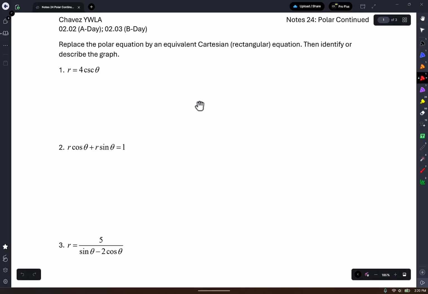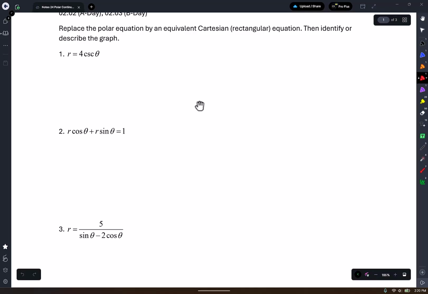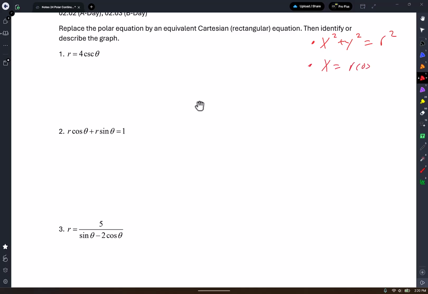The only formulas we know at the moment. Let's see, what formulas do we know? We know x squared plus y squared equals r squared. We know x equals r cosine theta. We know y equals r sine theta. And we know that theta is equal to arc tan of y over x.